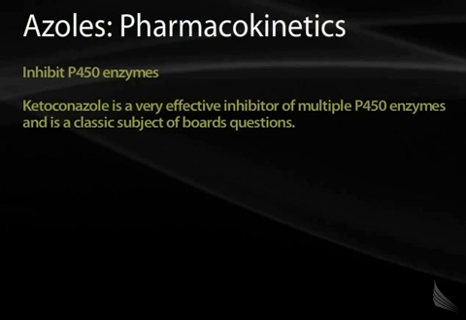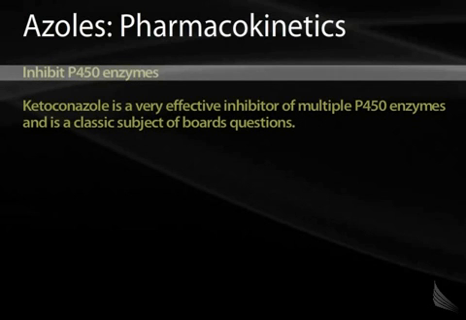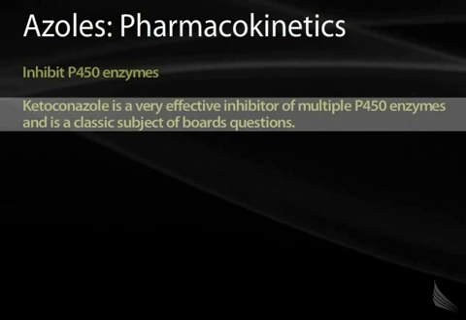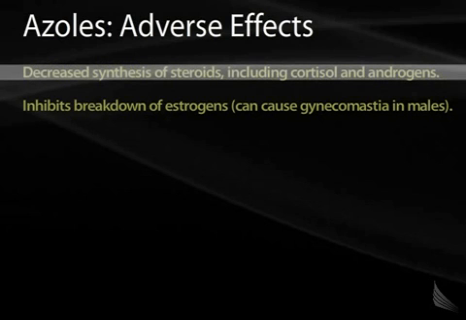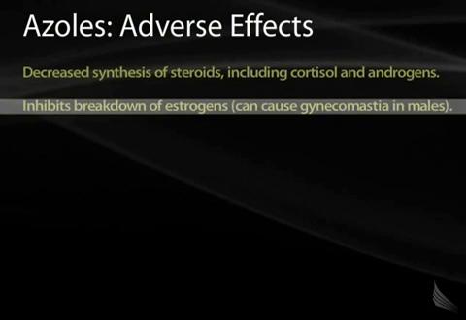Remember that the azole family, because they inhibit the fungal P450, they're also able to inhibit the human P450. And remember that ketoconazole is the classic inhibitor of P450, and therefore it can cause other drug levels to increase, drugs that rely on the P450 enzyme for breakdown. Other adverse effects of the azoles include decreased synthesis of steroids, including androgens, and can cause gynecomastia in males because it inhibits the breakdown of estrogens.